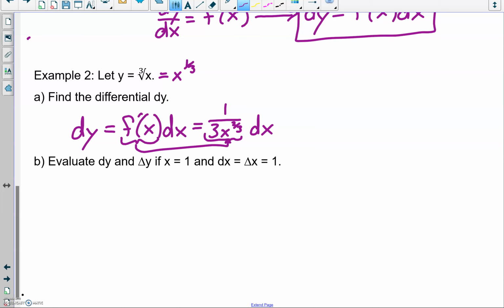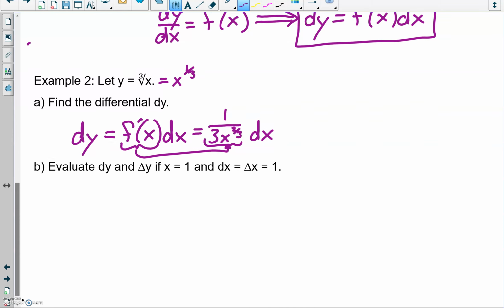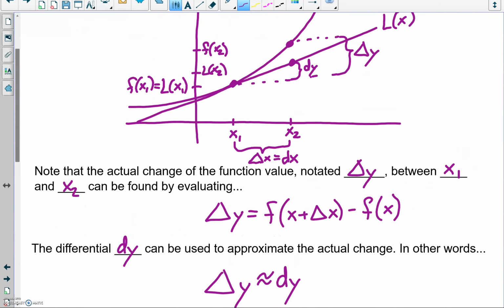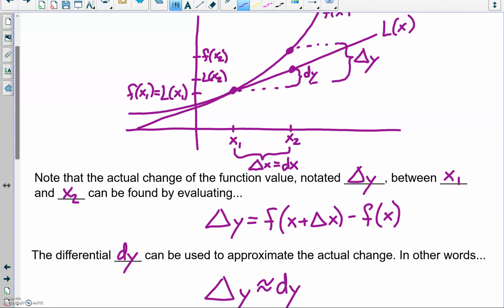All right, part 2 of the introduction to linear approximation differentials. And what we just got here was this dy equals 1 over 3 x to the 2/3 times dx. So let's not lose sight of what this dy equals f prime of x dx is giving us. And remember, the differentials are based off of the tangent line, the linear approximation line.